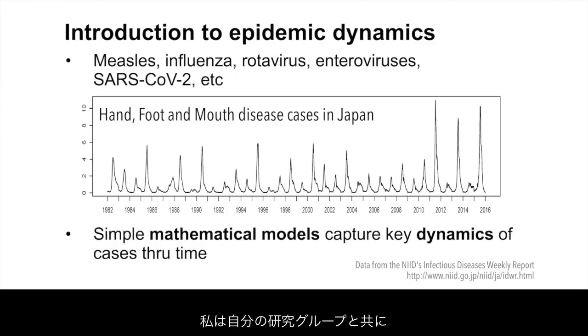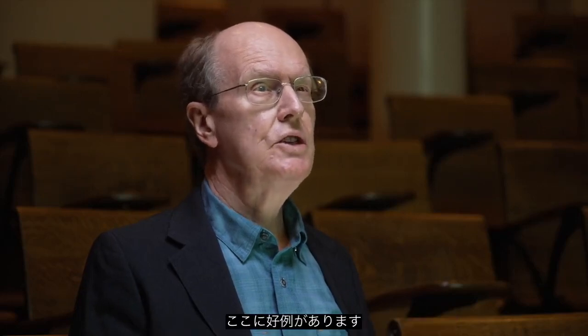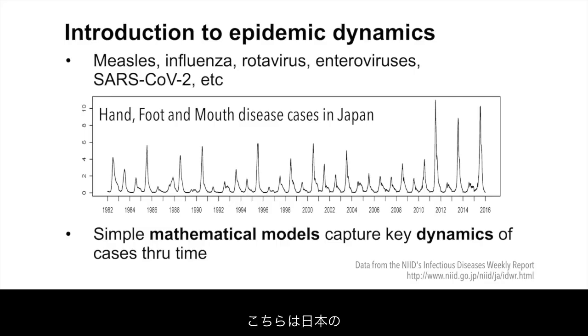My research group and I have studied the epidemic dynamics of many infectious diseases, notably measles, influenza, rotavirus, enteroviruses, and latterly, SARS-CoV-2. What do we mean by epidemic dynamics? Here's a lovely example. This is a graph of data from the Japanese National Institute of Infectious Diseases. It shows the number of cases of children diagnosed with hand, foot, and mouth disease from the early 1980s to the mid-2010s. HFMD is caused by enterovirus infections, and the number of cases oscillates considerably over time. This is an example of a dynamical pattern.